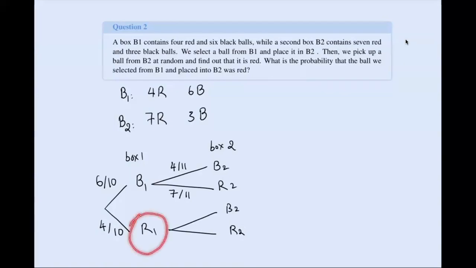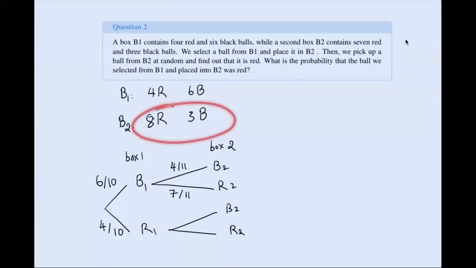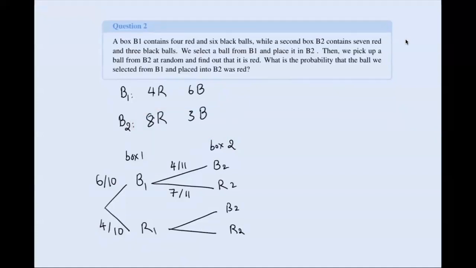If the first ball you got is red and then you put it in box 2, now box 2 will have 8 red balls. So in total, you have 11 balls. Out of that, 8 is red. So 8/11 for red and 3/11 for black. So this completes our tree diagram.